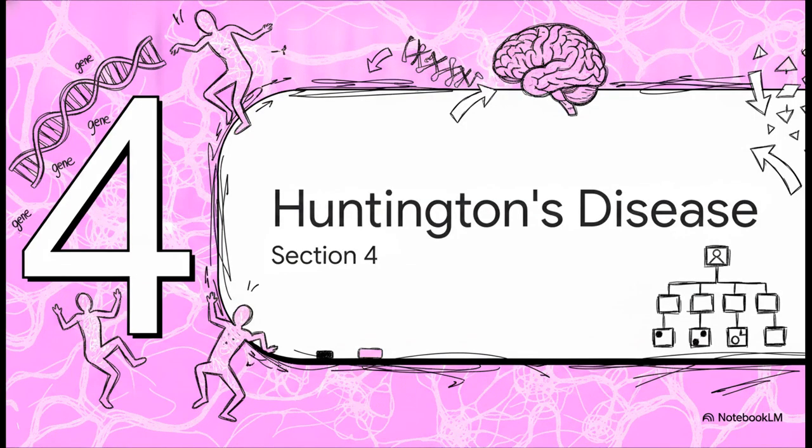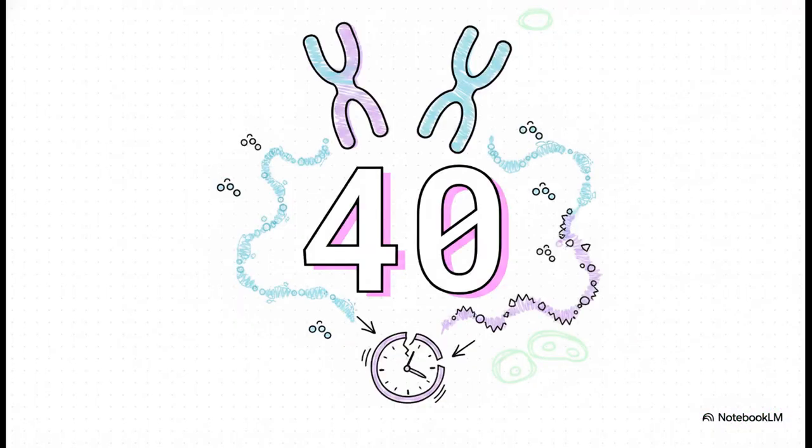Let's dive into Section 4, Huntington's disease pathogenesis. At the absolute core molecular level, this fatal autosomal dominant condition is triggered by an unstable, toxic expansion of more than 40 CAG triplet repeats on the Huntington gene, which sits right on chromosome 4. The math here is brutal. The larger the number of repeats, the earlier in life the disease manifests.